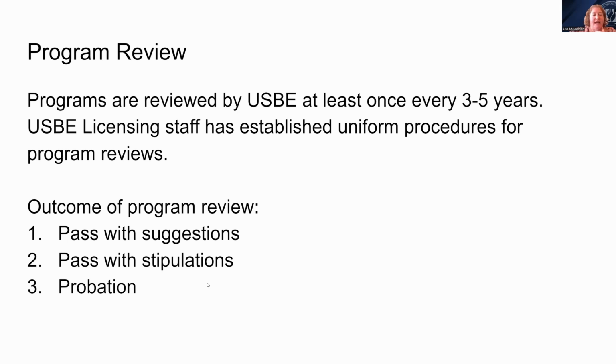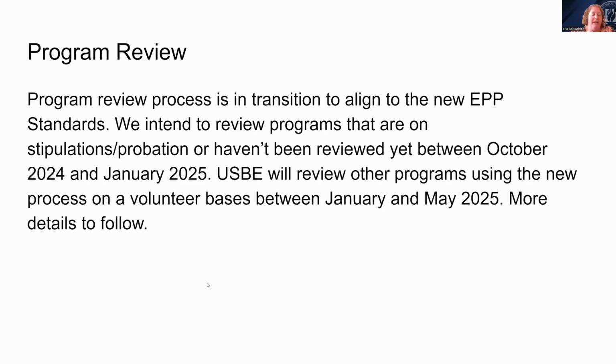And with the new process, if you wouldn't mind going to the next slide, we will likely keep program outcomes similar, because we like to be able to track programs on how they're doing and how much support they may need. So we'll likely have a tiered system on outcomes that's similar to that. We may call it something different. But the idea is that we are trying to review programs periodically because it's important that programs are meeting requirements and that they're also engaging in this continuous improvement process.